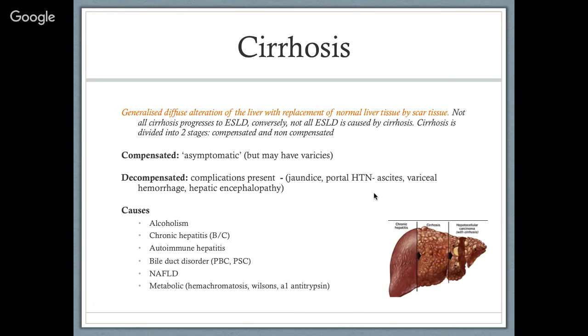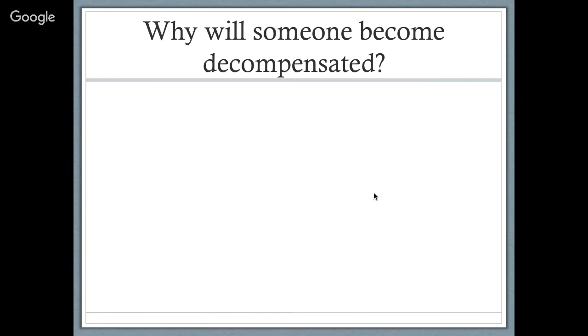So does anyone want to tell me some reasons why we might become decompensated? What's going to tip somebody to that stage?